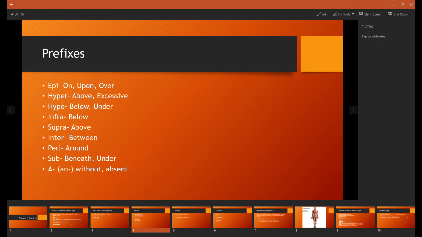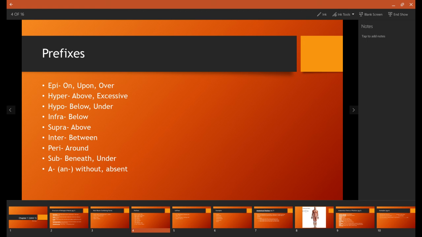Hyper is another one that's very common, meaning above or excessive. So you've probably heard of hyperglycemia, which is high blood sugar. That hyper is telling you it is above normal. And then the opposite of hyper is going to be hypo, which is going to be below or under. So same thing, hypoglycemia is going to be low blood sugar.